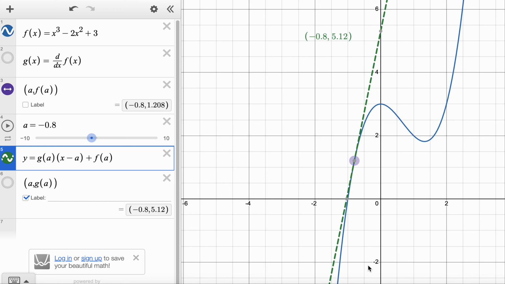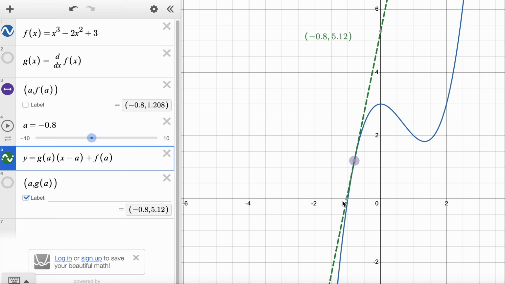So let's take a look at what the derivative is really telling us in a function. We're going to look at it right now as instantaneous rate of change, also known as the slope of the tangent line at a point on the curve. The original curve, or the original f of x that we're looking at, is x cubed minus 2x squared plus 3. You can see that graphed here in blue.